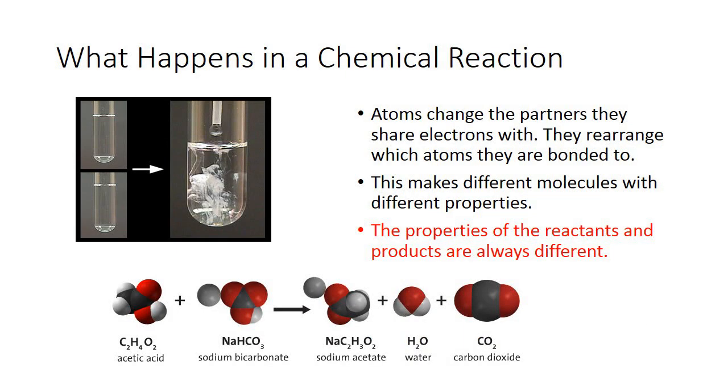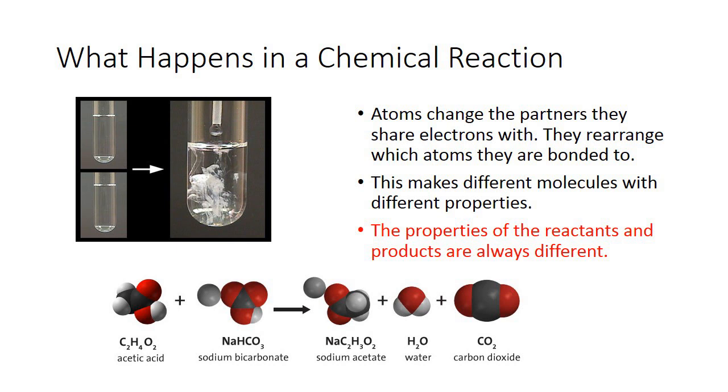In a chemical reaction, atoms are going to change the partners they share electrons with. So here we have acetic acid and sodium bicarbonate, creating sodium acetate, water, and carbon dioxide. So the atoms are swapping who they're bonded to. And by swapping who I'm bonded to, I change my properties. That's really important. So the properties of the reactants are always different from the properties of the products, because you've changed your partners around. Okay? So what you start with is different than what you end with.